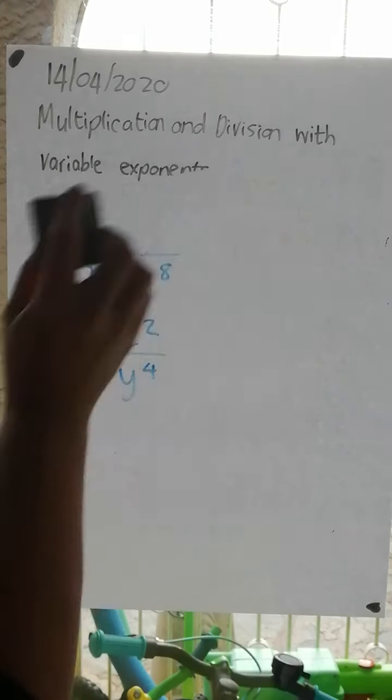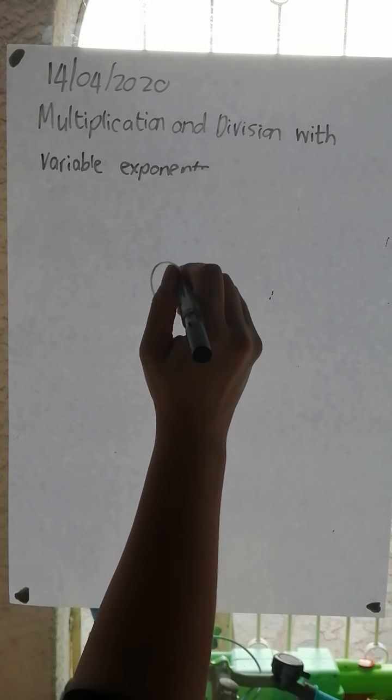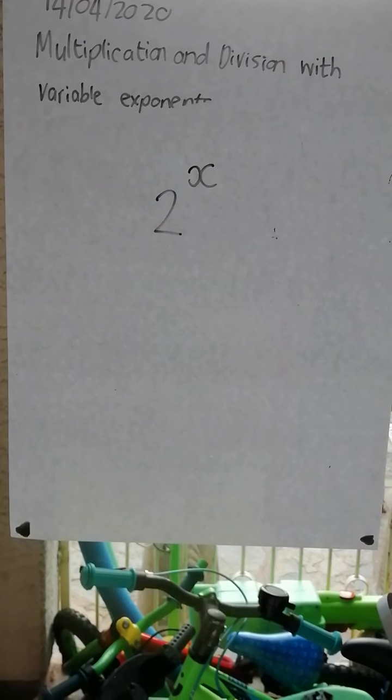And what does a variable exponent look like? Well, it has a base. Let's give it a base of 2. But it has a variable as its exponent.